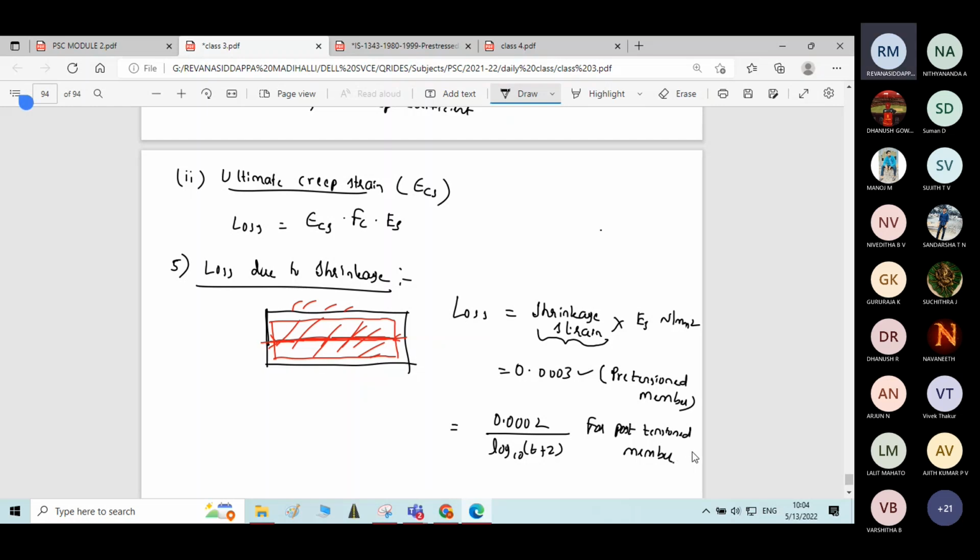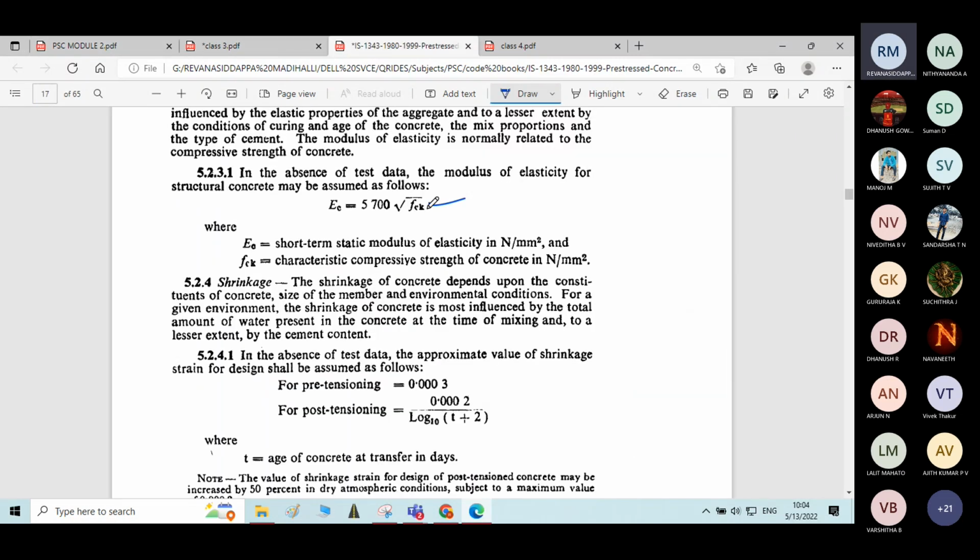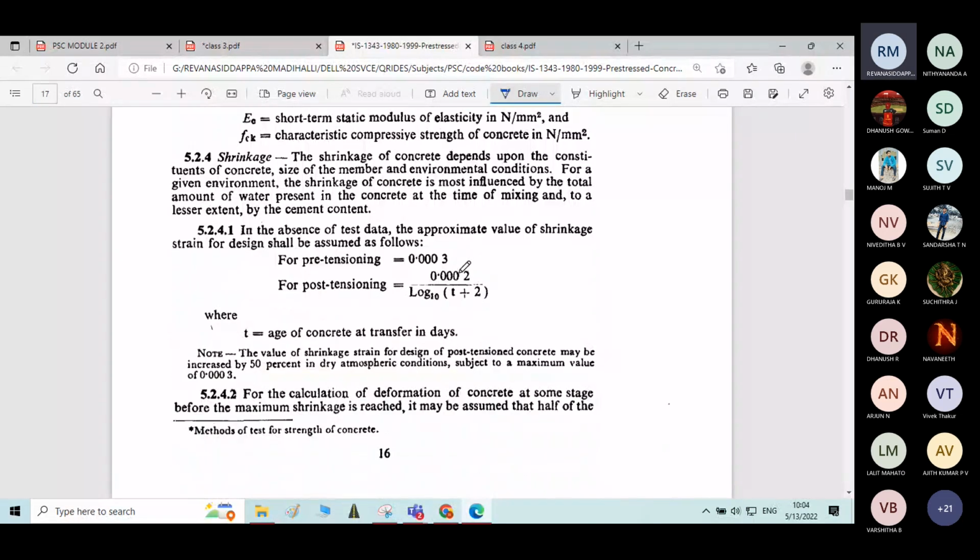Okay, and this formula is given in the code book. I think on page number 16 only it is given. Yes, here it is given. Both the values are given. You can take them from this photo.